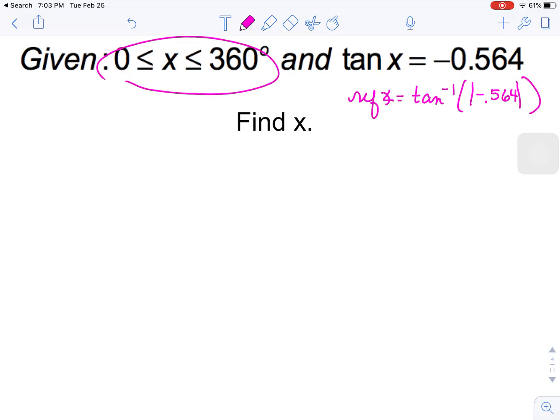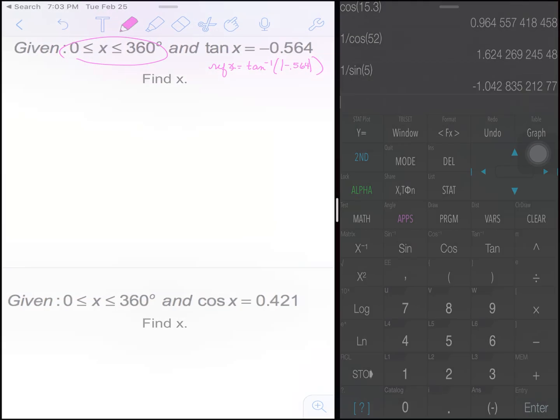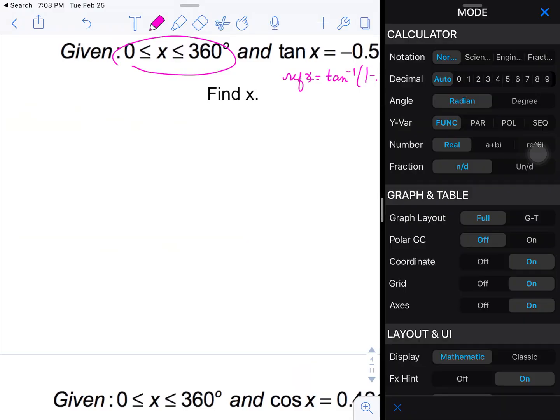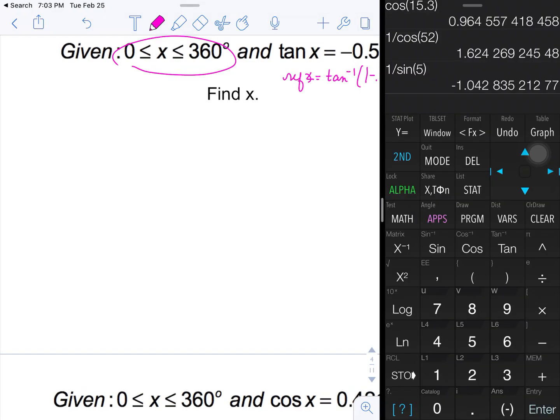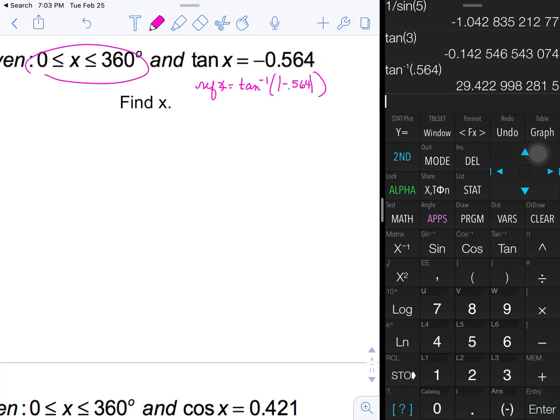And notice that I want my answer to be in degrees. So when I pull up my calculator, I'm going to switch my calculator to degree mode by pressing the mode and highlighting degree. And now we'll do second tangent. That's how I get the inverse tangent of 0.564. Notice it's of the positive. That's what will give me my reference angle.